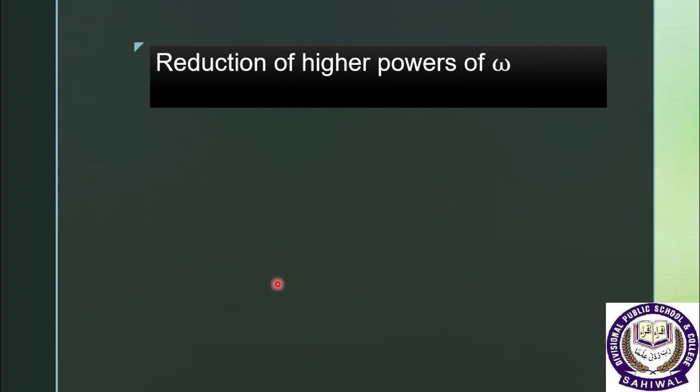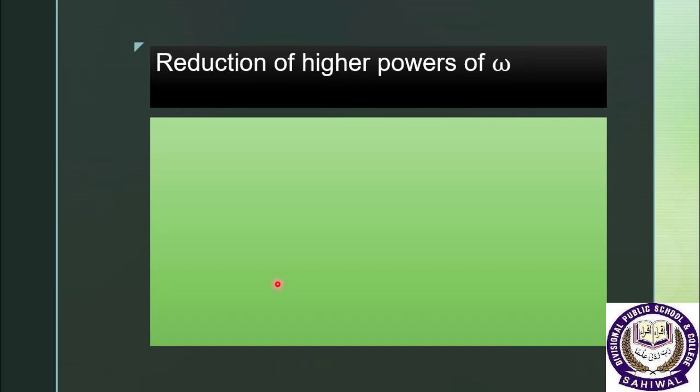The higher powers of omega can be reduced into smaller powers and can be solved by using these properties. For this purpose, we are considering some examples. If we have omega raised to power 4, we can break it into omega cube and omega. Since omega cube is equal to 1, we put the value of omega cube as 1, and this omega remains there. 1 times omega is equal to omega. So omega raised to power 4 can be reduced into omega.